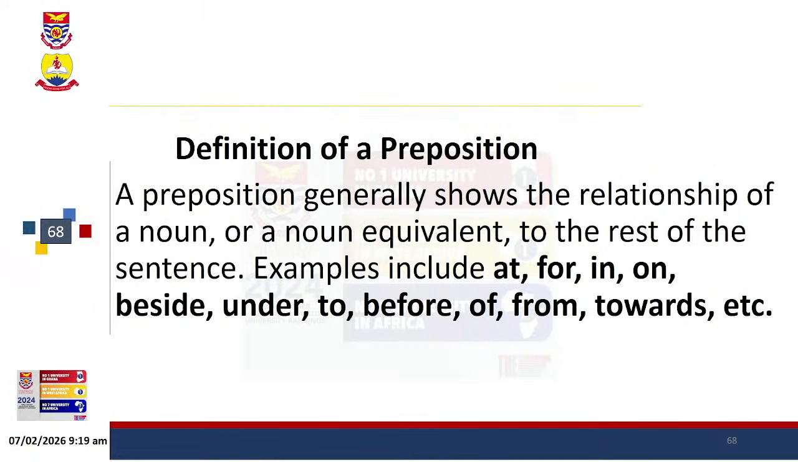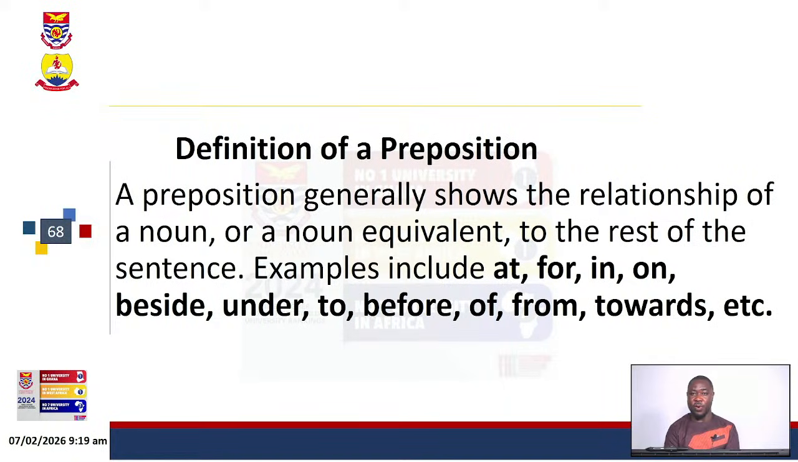Good. So what is a preposition? A preposition generally shows the relationship of a noun or a noun equivalent to the rest of the sentence. It shows relationship of location, of position, okay, of a noun or a noun phrase or noun equivalent to the rest of the sentence. For example, at, for, in, on, beside, under, to, before, of, from, towards, etc.